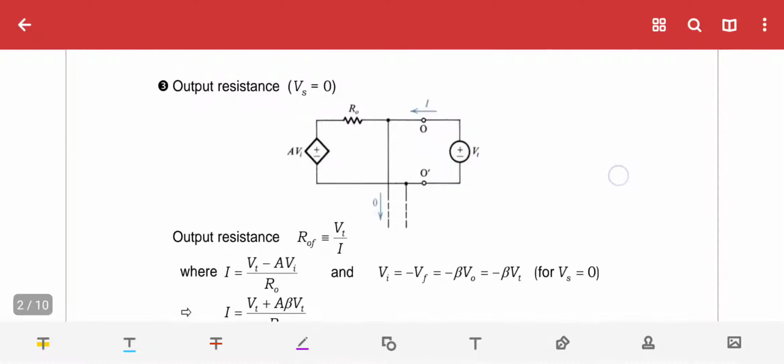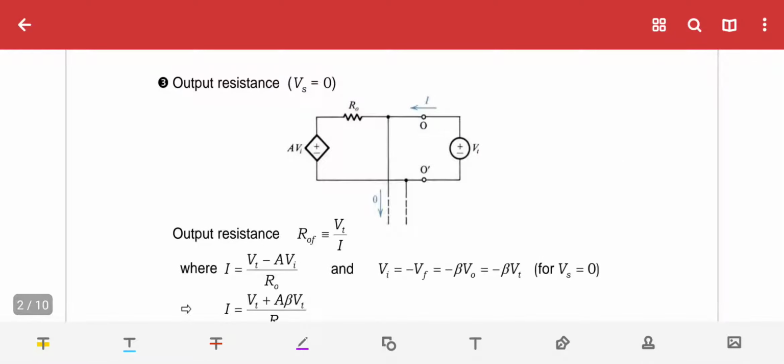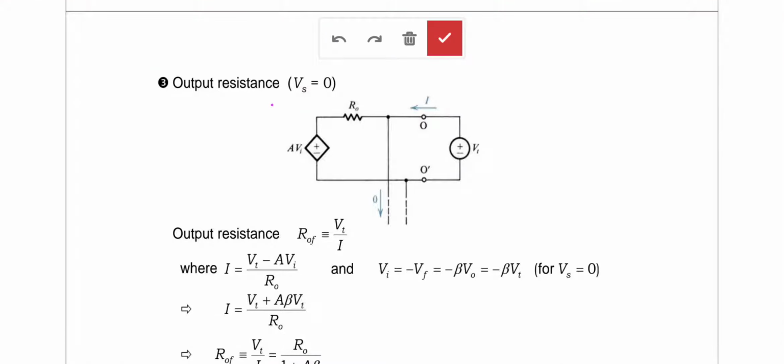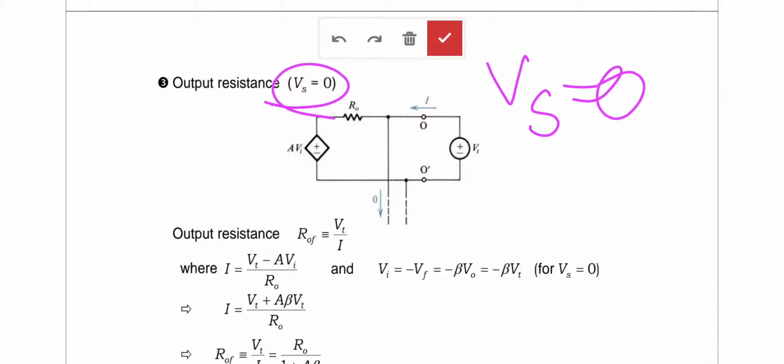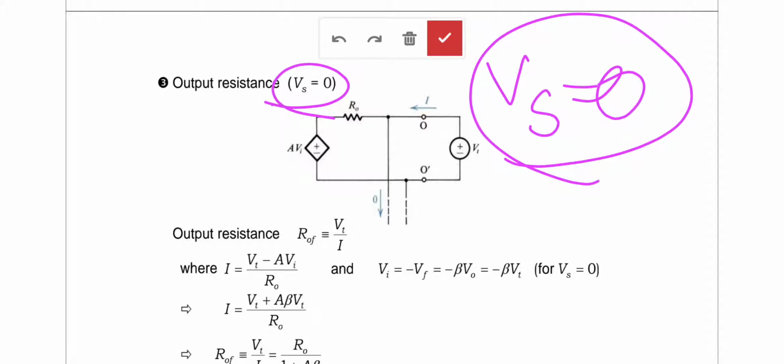Next we will see output resistance. In order to see the output resistance of a circuit, the main thing we have to do is make the input source 0. In order to measure the output resistance, the source voltage has to be made 0. So Vs is equal to 0. Whatever source, if it is a current, that has to be made 0. If it is a voltage, that has to be made 0. So Vs is equal to 0.